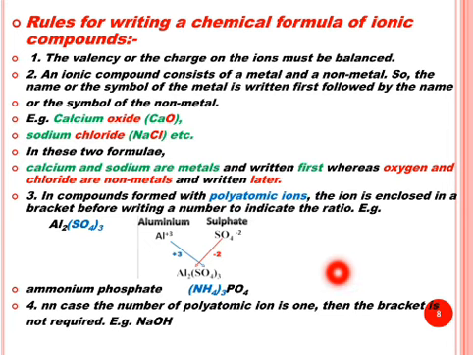Then by the crisscross method we get this formula (NH4)3PO4, because the 3 comes from phosphate and goes to the whole NH4. That is why it is written within a bracket, and this subscript 3 is written after the bracket. And NH4 has 1 plus, which goes to the whole PO4. But in case the number of polyatomic ions is 1, then the bracket is not required. So we do not put any bracket around this phosphate ion. So this comes out to be (NH4)3PO4.